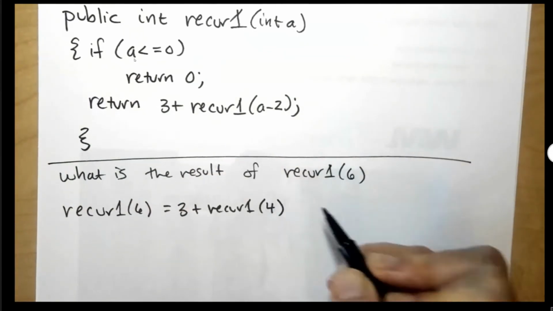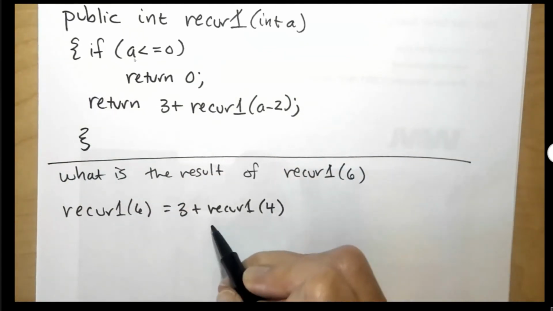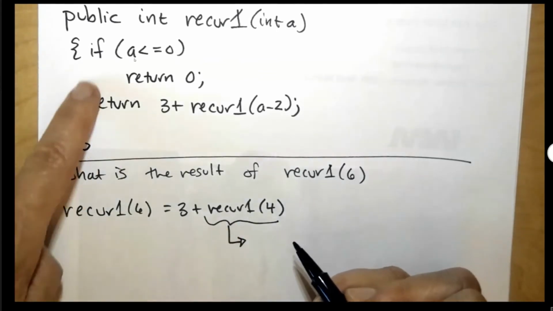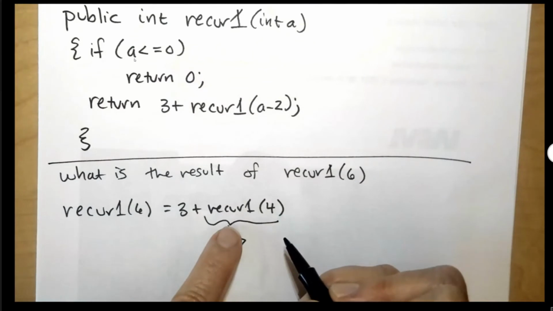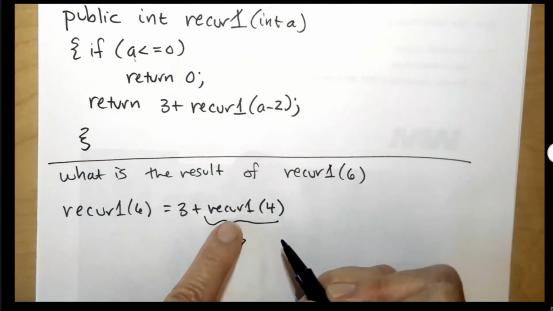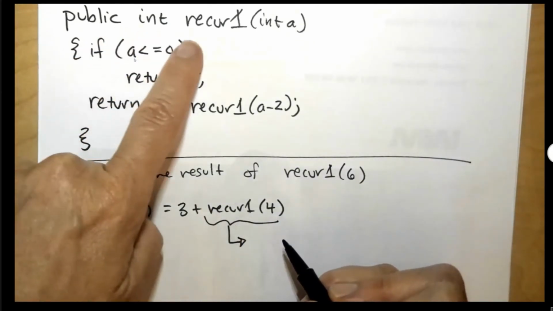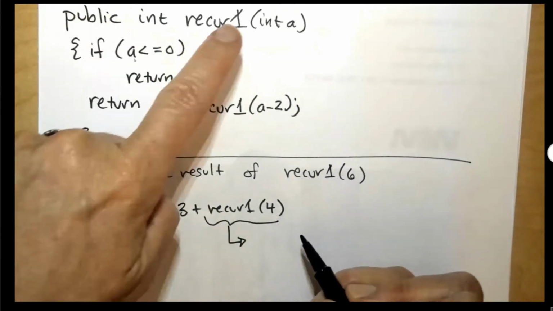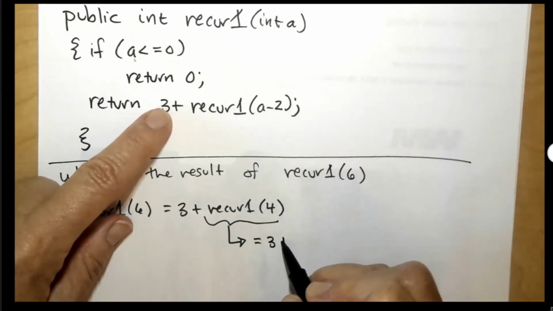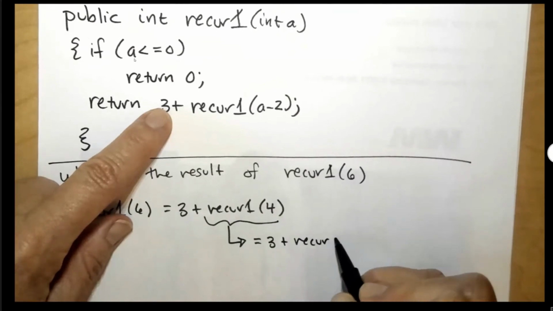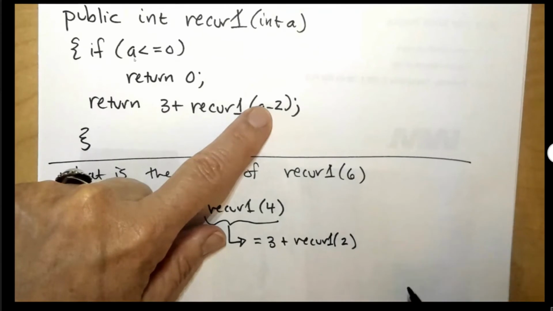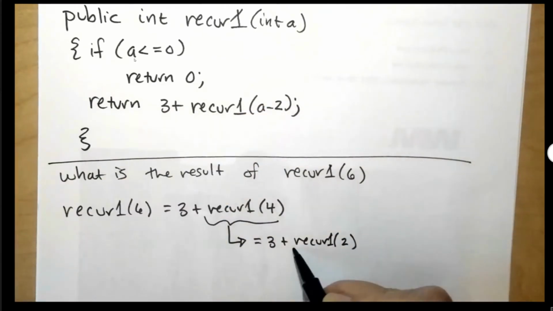And then I say, well, we don't know what that is, so that is going to call the method. This itself is another method call, which is going to call it with a 4. So now we're going into recur of 4, which is not less than 0, so it's not going to do that. So that is going to be 3 plus recur 1 of 4 minus 2, which is 2. And we don't know what that is yet.